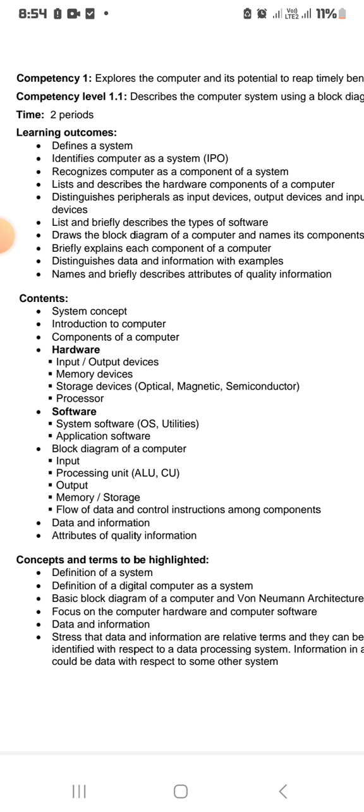And then the microphone. The fifth one is the microphone. It is used to feed sound to a computer.